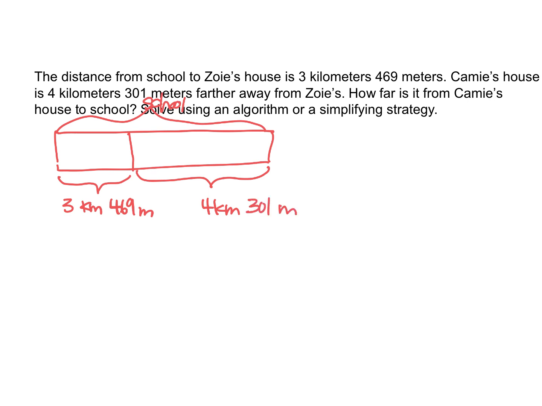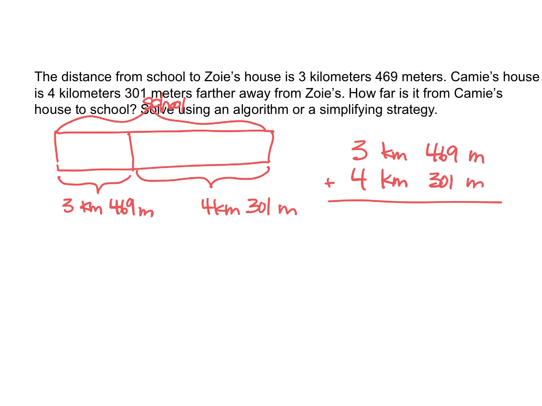So we can solve this using the algorithm or a simplifying strategy. So the algorithm on this would be lining up our things that are alike. So we're going to do 3 kilometers, 469 meters, and we're going to do 4 kilometers, 301 meters. Remember that you cannot add unlike things. So we need to add kilometers to kilometers and meters to meters.